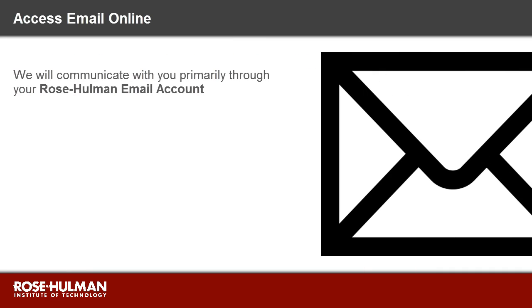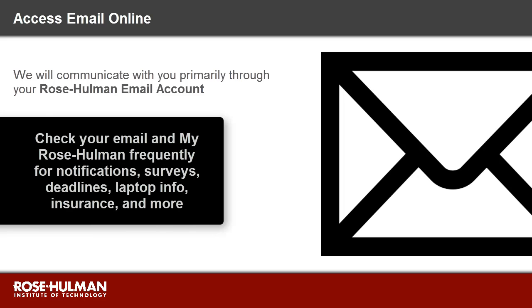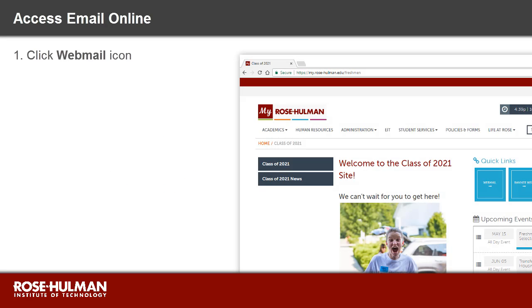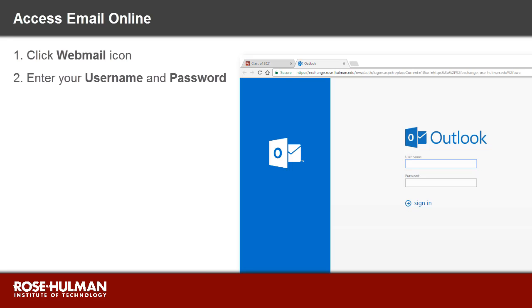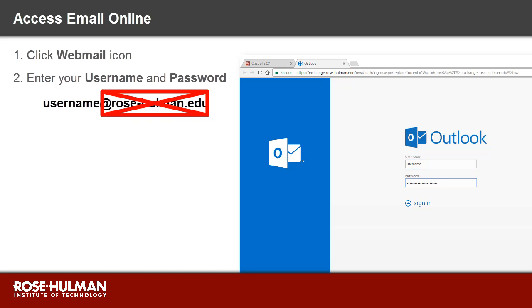Our primary communication with you will be through your Rose-Hulman email. Please remember to check it frequently as you will be receiving email regarding notifications, surveys, deadlines on housing, laptop, insurance, and more. To access your email, click the webmail icon. From here, enter your username and password. You will not need to enter the @rose-hulman.edu email suffix.